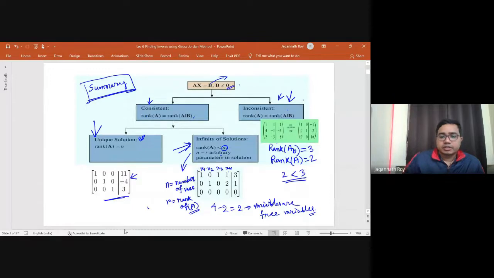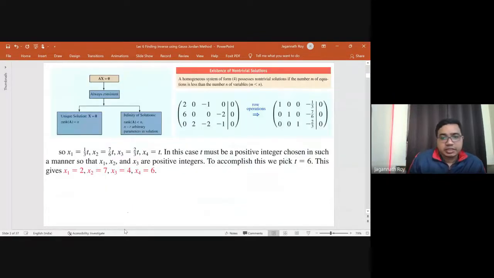Now, if the right hand side is a zero vector, that means a homogeneous system. A homogeneous system is always consistent. Either it will have a unique solution when the order of the matrix and the rank are equal, or if the order is n but the rank is less, then we will have an infinite number of solutions. So a consistent system will have two cases, either unique or many, when we have the right hand side as zero vector.